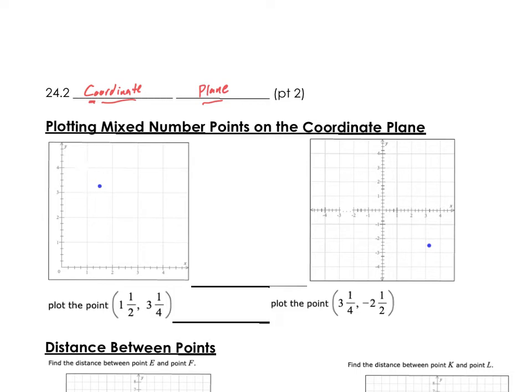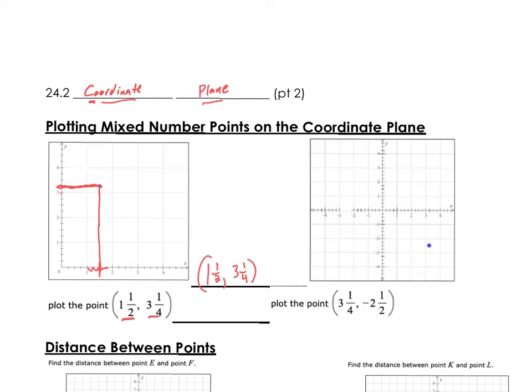So we have to go to 1. Oh no, the first one we're reading it. Okay, so we have to read where it is on the x. It's right there. It's 1 and 2 out of 4, so it's 1 and 2/4, which is the same as 1 1/2. And then my y coordinate up here is 3 and 1 out of 4. Ooh, we already got the answer here. So it's 1 1/2, 3 1/4.